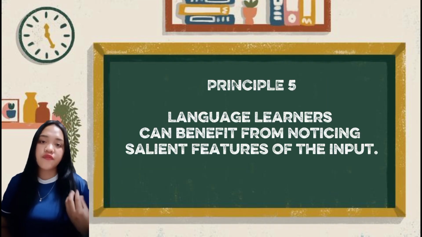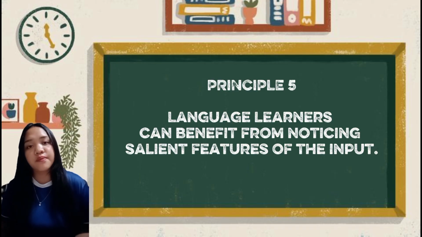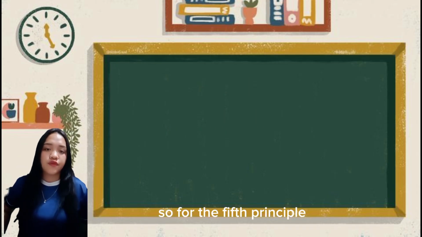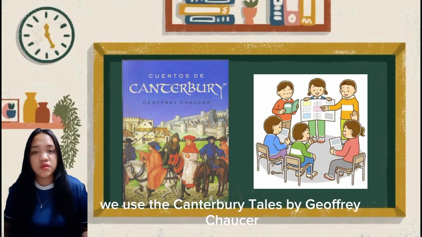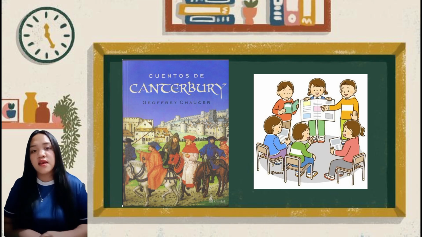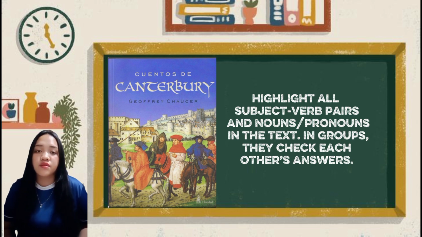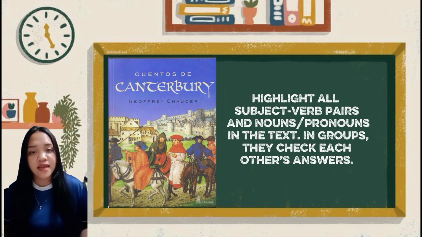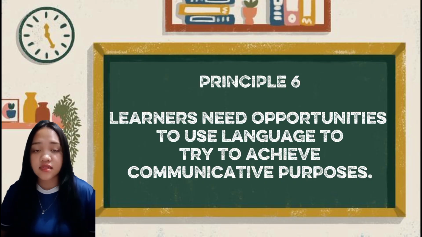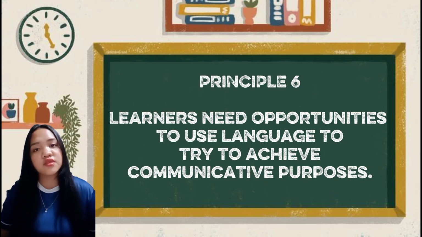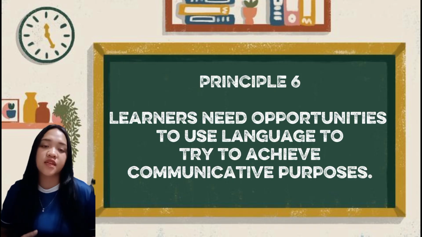So, in Principle 5, language learners can benefit from noticing salient features of the input. For the fifth principle, we use the Canterbury Tales by Geoffrey Chaucer. It is a story and students highlight all subject verb pairs, nouns, pronouns, and adjectives in the text. And in Principle 6, the last principle is that learners need opportunities to use language to try to achieve communication purposes.